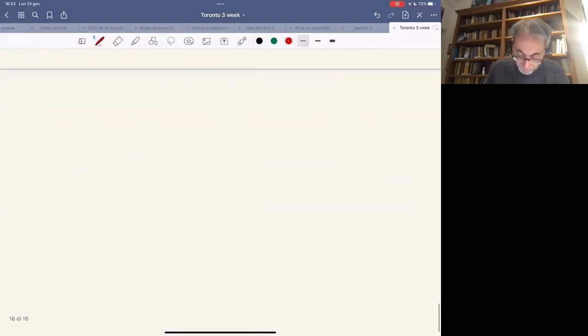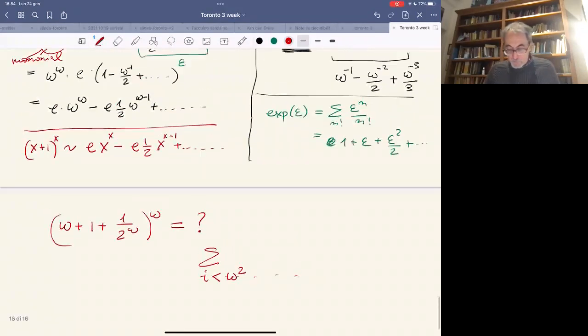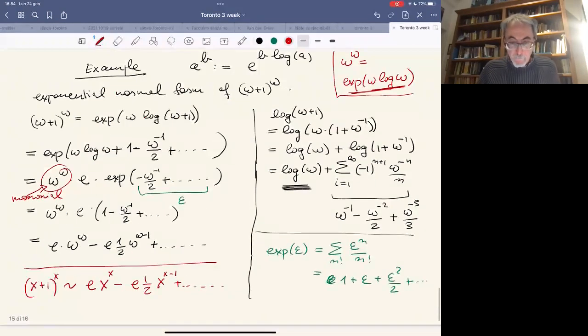And then I give you as an exercise to compute this. And you will see that you will get an infinite sum, which is transfinitely long, indexed by an ordinal, which is omega squared rather than omega. And this is the beginning of transseries. The sort of objects that you get in this way are exactly transseries. Maybe I'll just stop here because I think I'm over time.